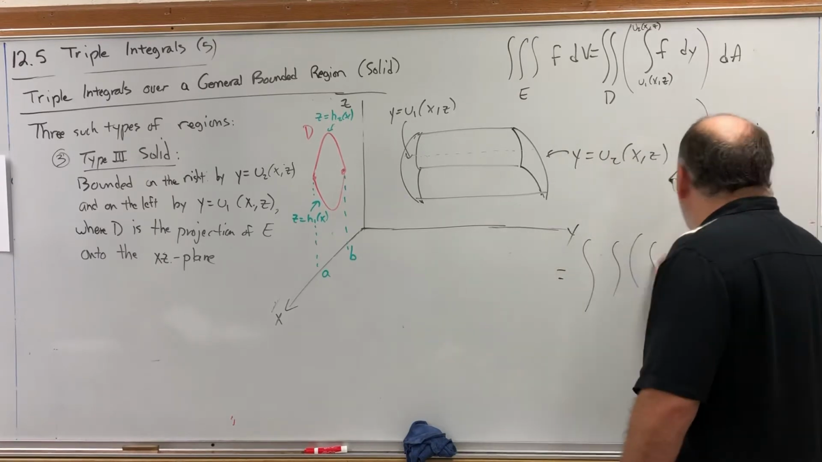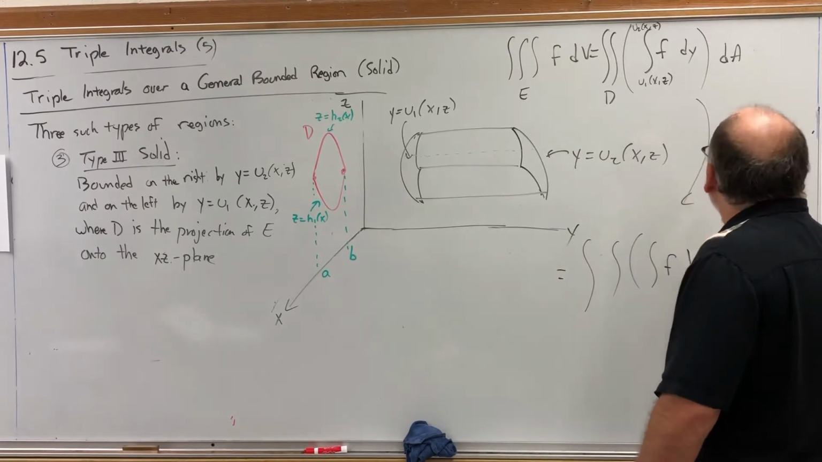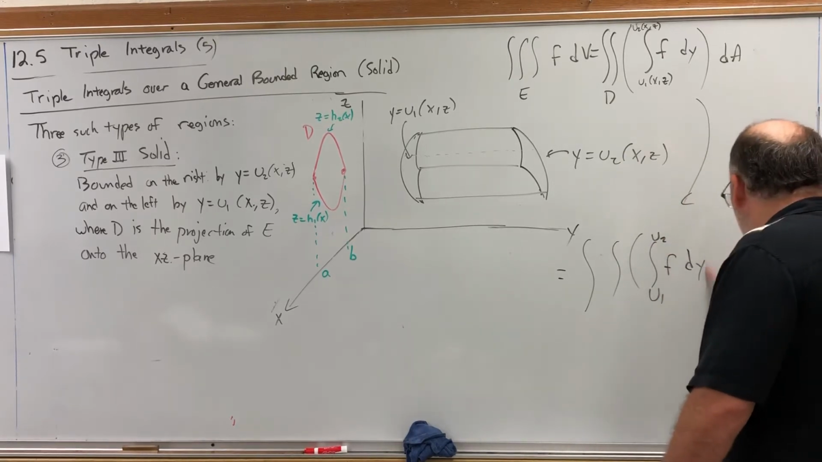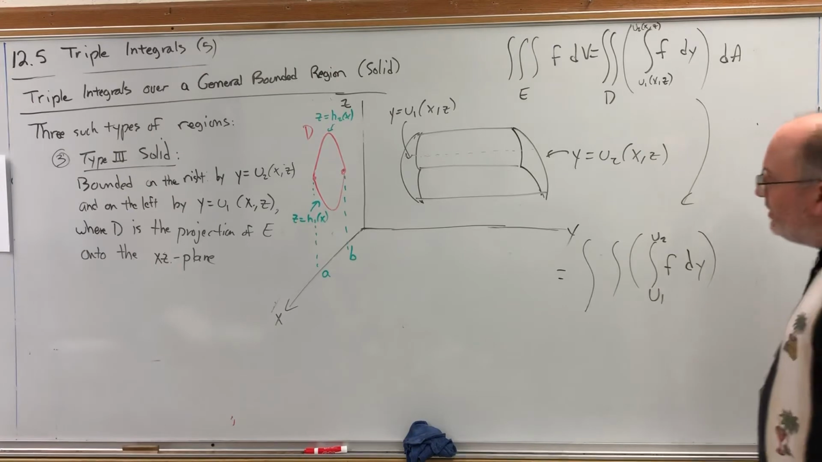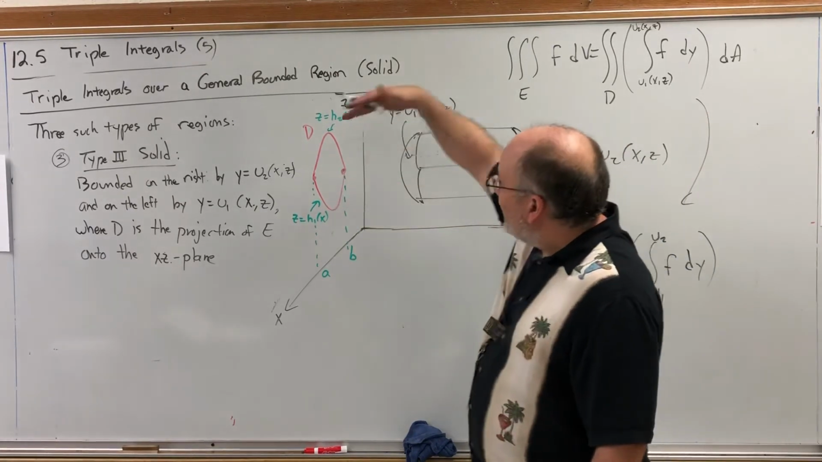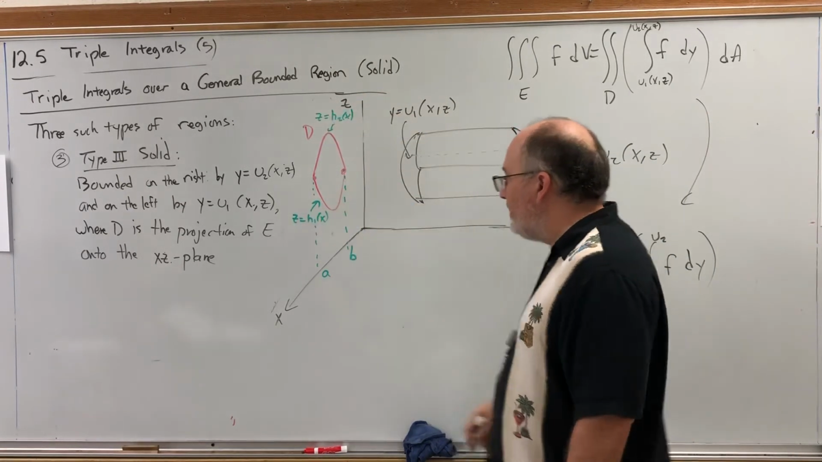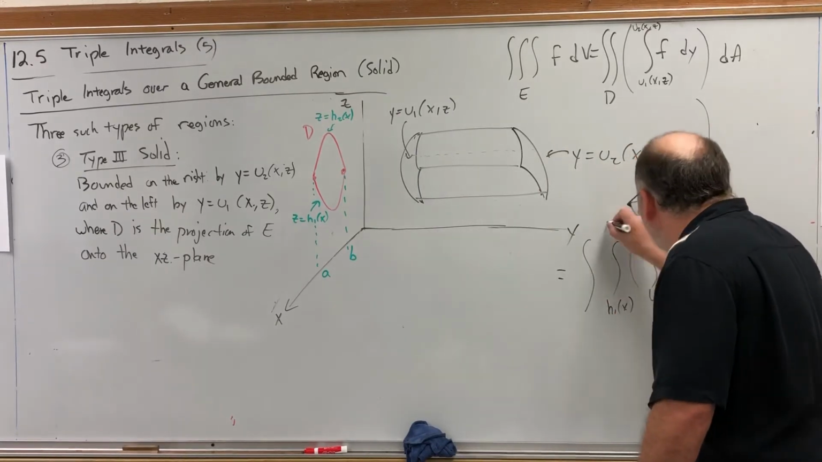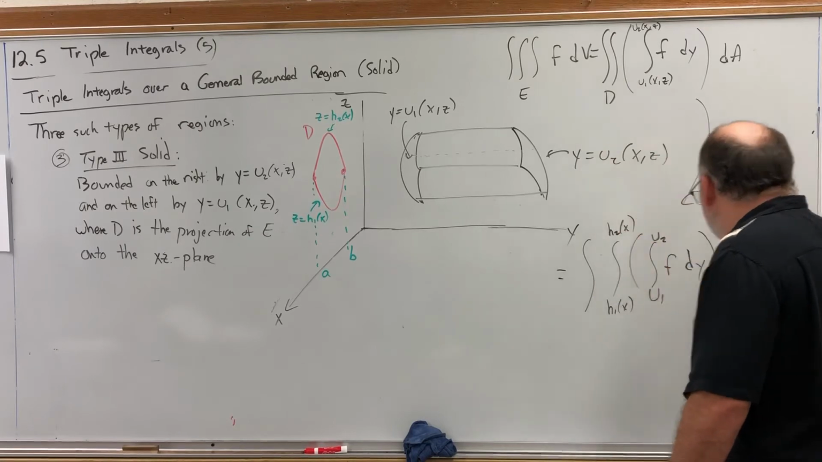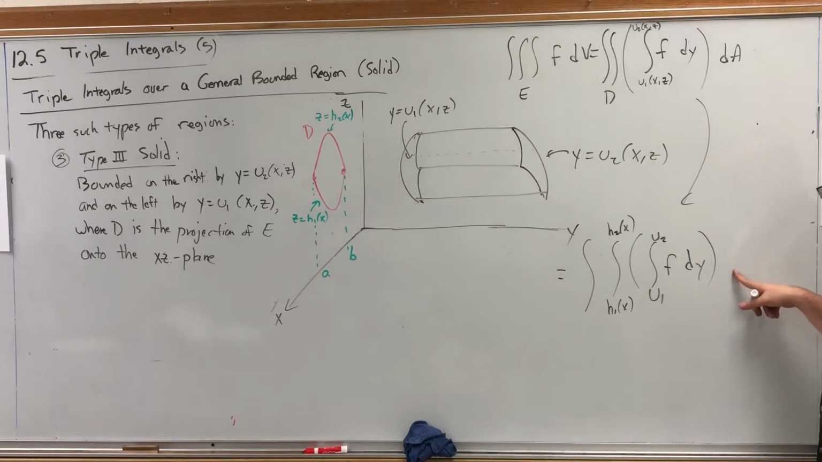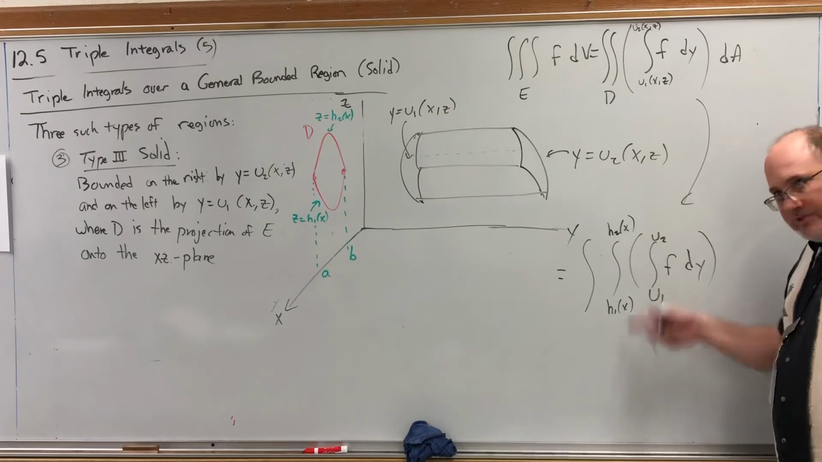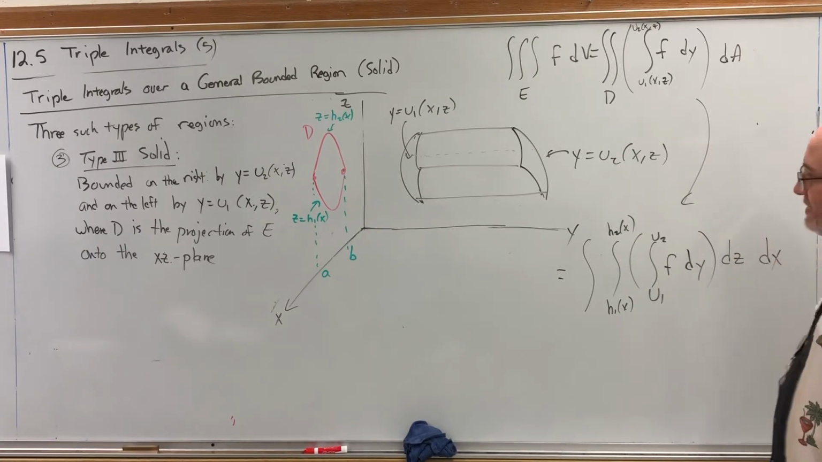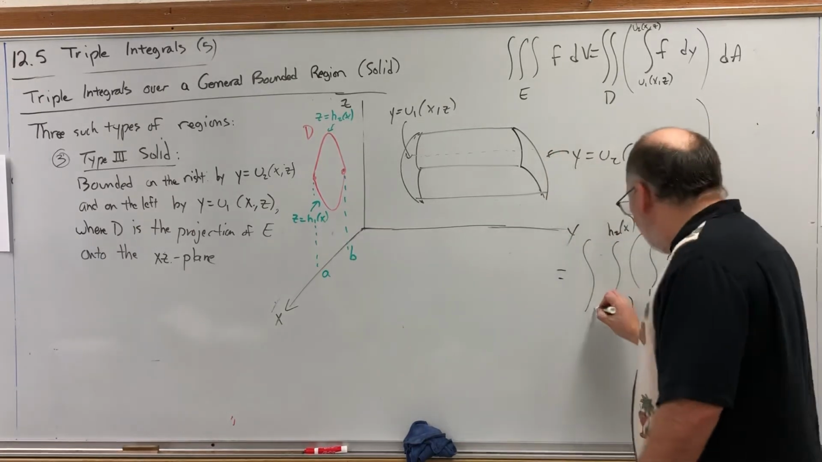Let's get the rest set up. Here's the integral of the function with respect to y, evaluated from u1 to u2. So if our region was defined on the top by h2 of x and the bottom by h1 of x, then the next integral would be integrated from h1 of x to h2 of x. Would this be dx or dz? Well, it can't be dx because x is in the limits of integration, so it would have to be dz. And then the last integral would be dx from a to b.